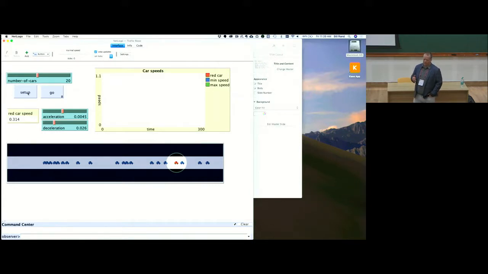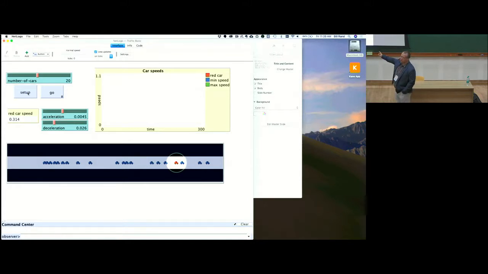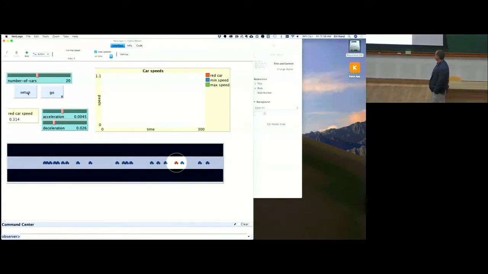What's interesting about this model, and I'll just show it off to you, is that the red car has nothing special about it, except we chose to highlight it so you can see what one individual car is doing. And every single car has the same rule. It accelerates until it reaches a speed limit, as fast as it can. But then if there's another car in front of it, it slows down, right? And you'll notice that it accelerates slower than it decelerates. That's what the parameters on the left are controlling: how fast it accelerates and decelerates.